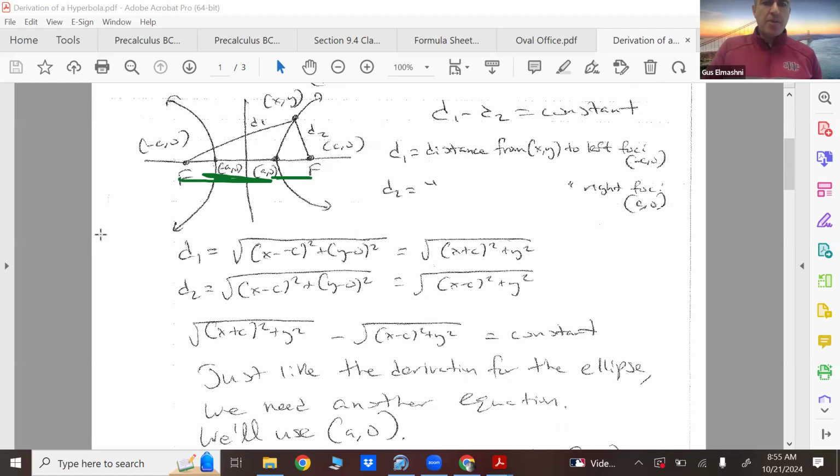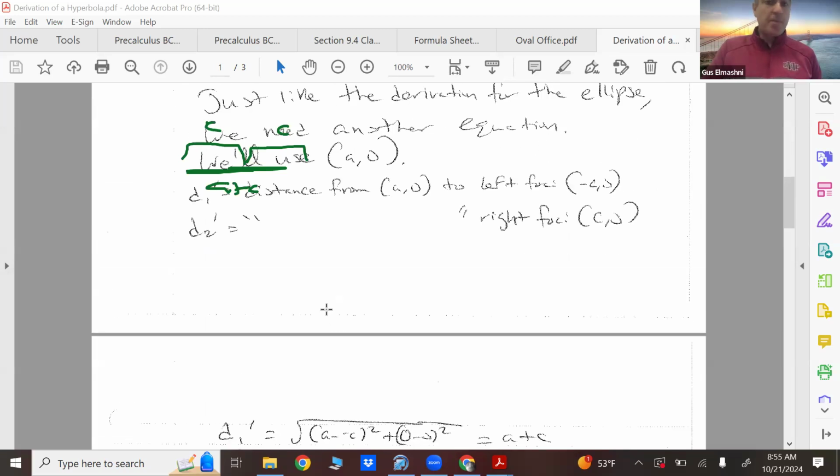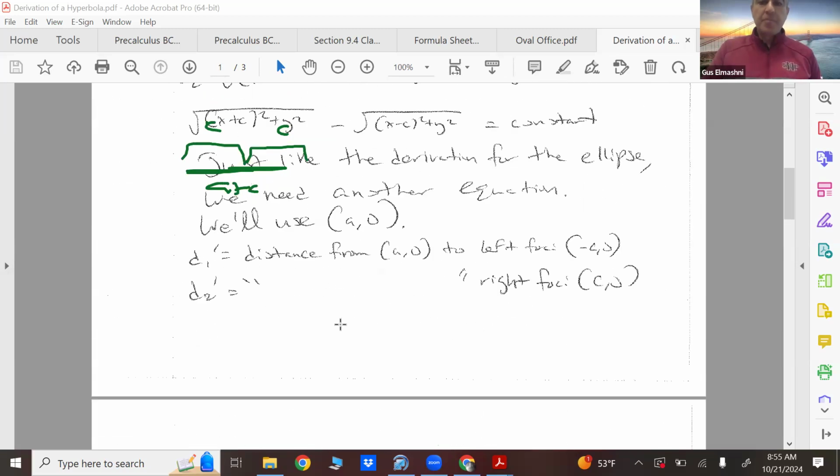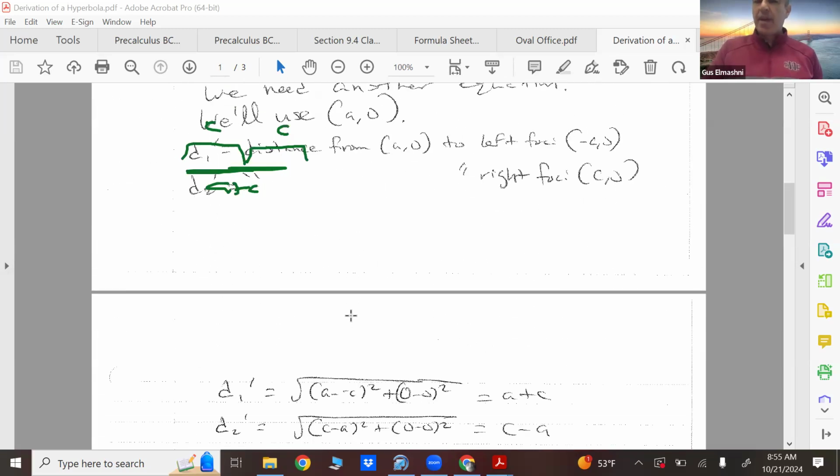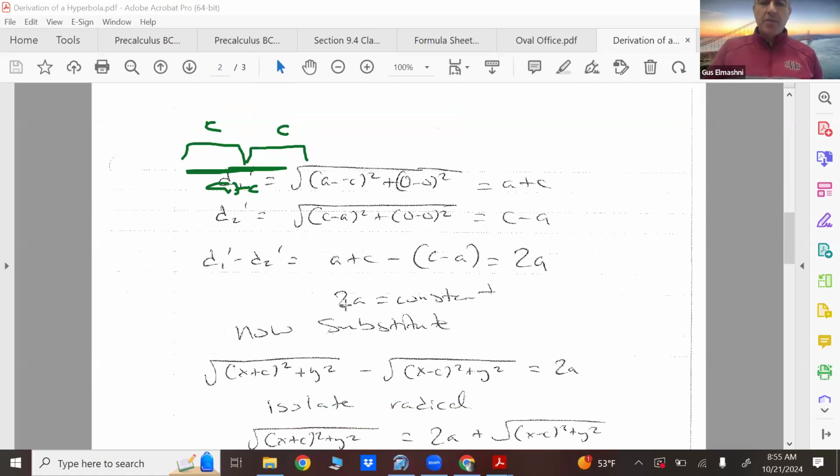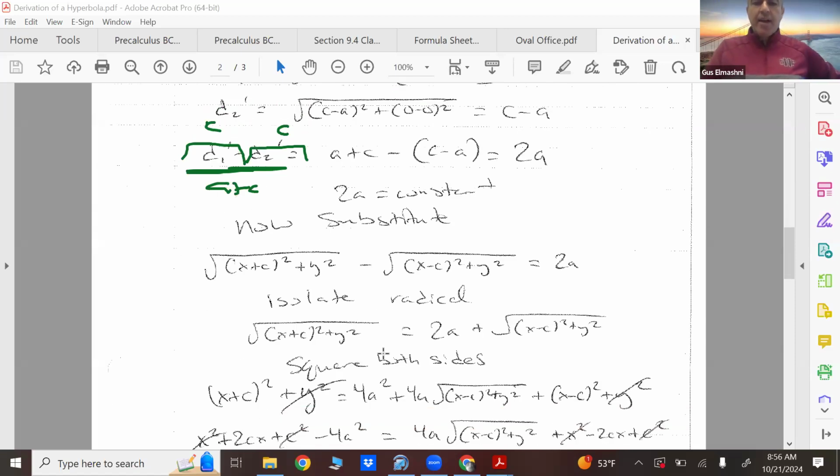My apologies. So this right here is c, by the way, guys, and that's c. So that distance is a plus c, and the other one is c minus a, because c is bigger than a. That's one thing that's weird: c is bigger than a in this case. So you still get 2a. That's going to be the constant, still 2a, just like for the ellipse.